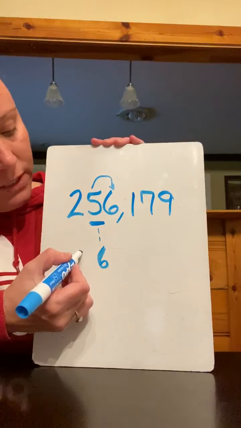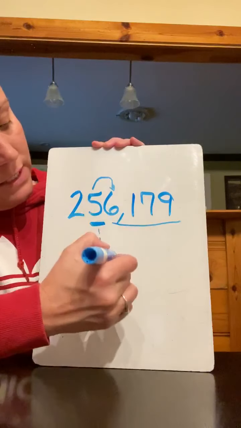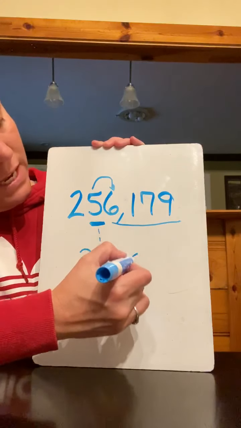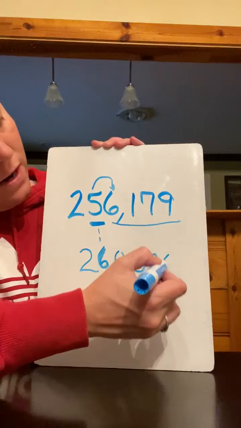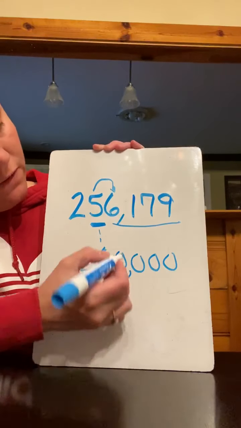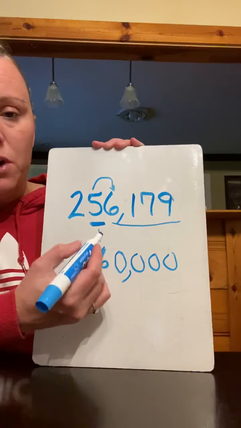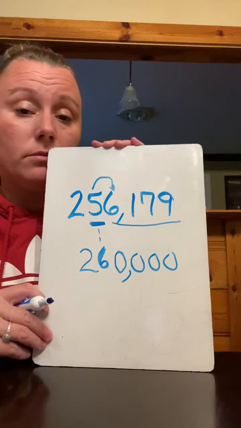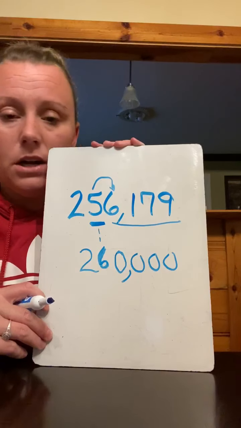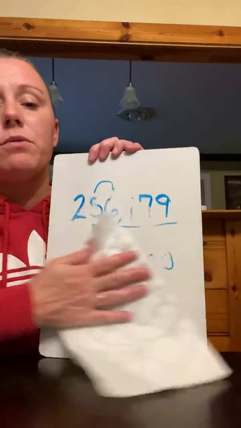Numbers in the front stay the same. Numbers behind, zero is their name. So 256,179, if rounded to the nearest 10,000, would be 260,000. All right. That's a little bit of a review on being able to round the numbers.